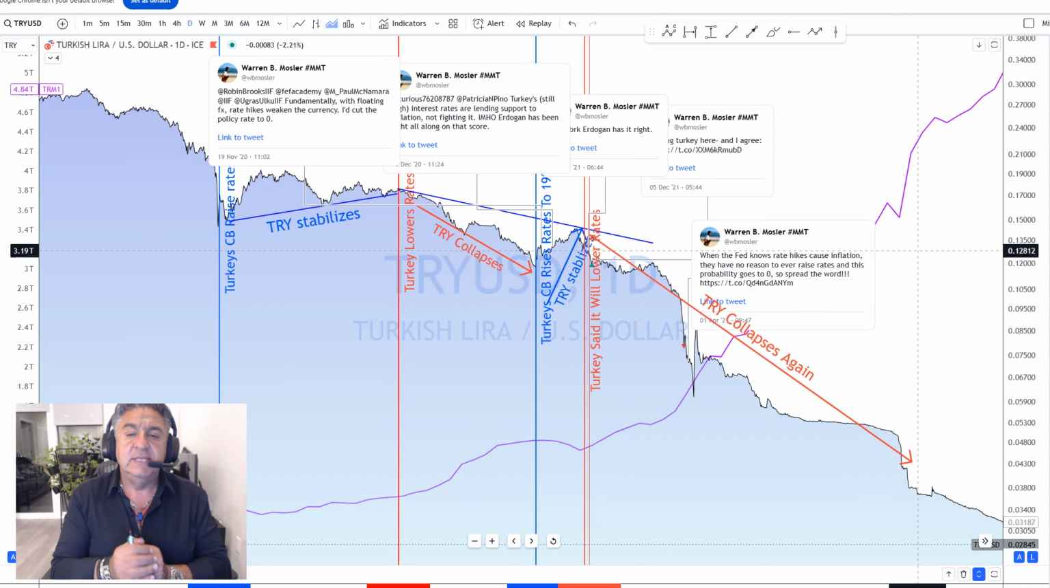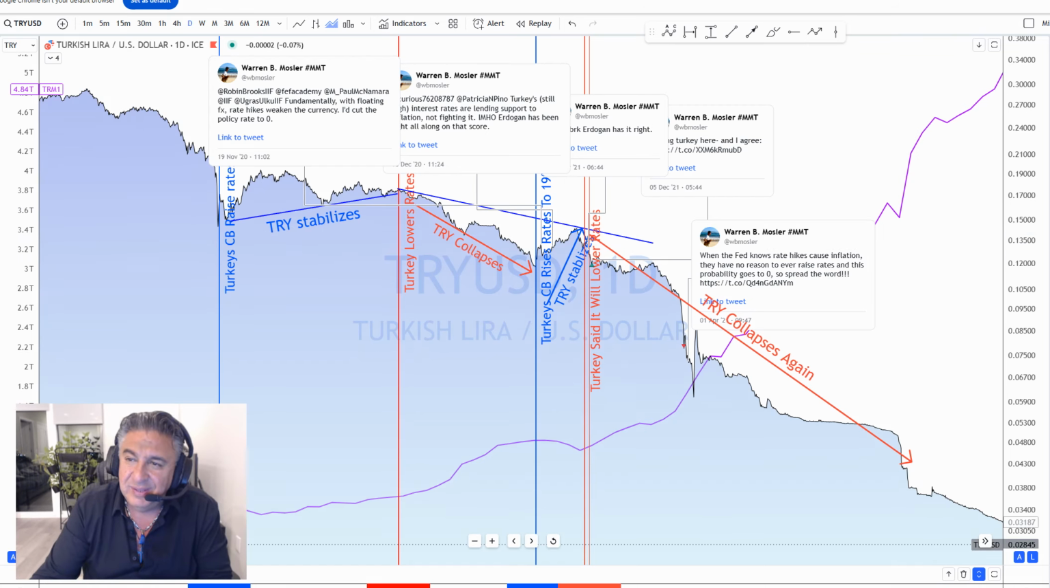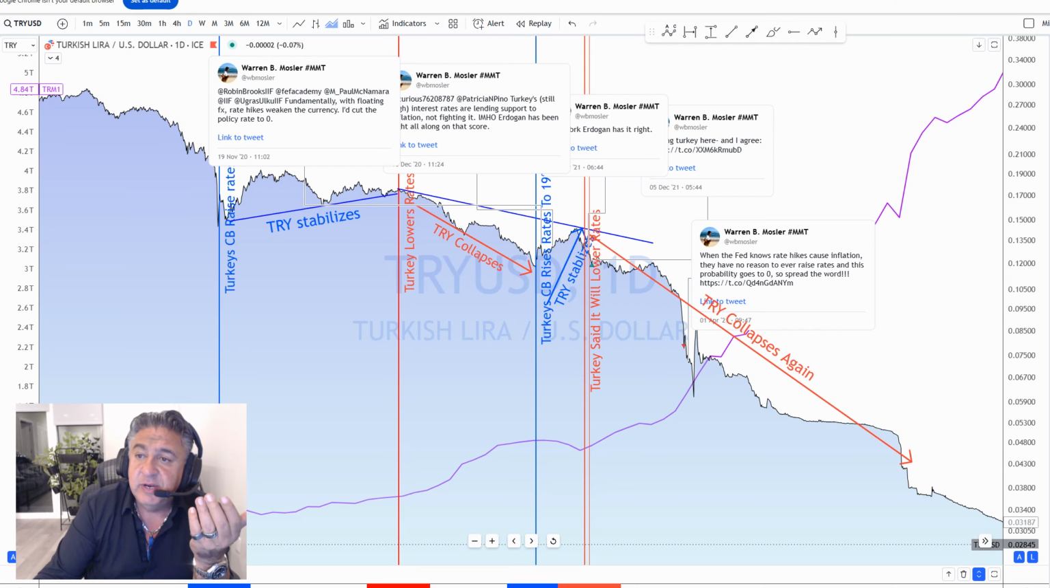Now, let's take a look at this example here, which is Turkey. Turkey tried a couple of things. Interesting. They thought that interest rates were causing inflation. So did other people. So they started to lower interest rates, and what ended up happening in an inflationary environment was that inflation was at 20%, and when they started to lower rates, inflation went up to 86%.